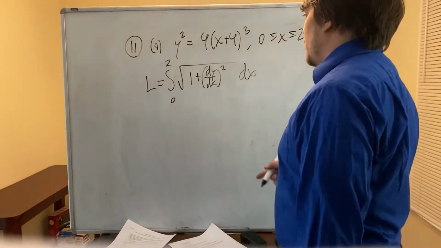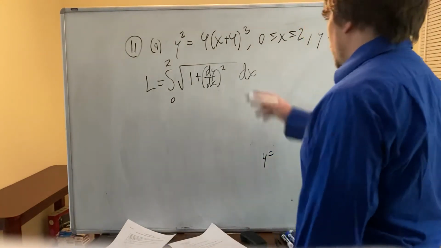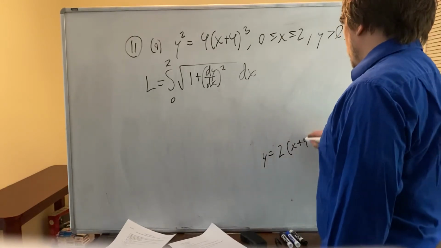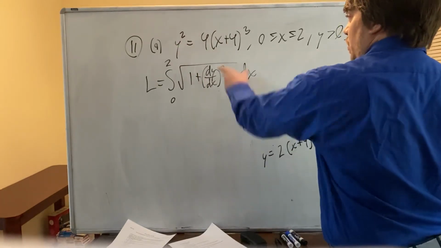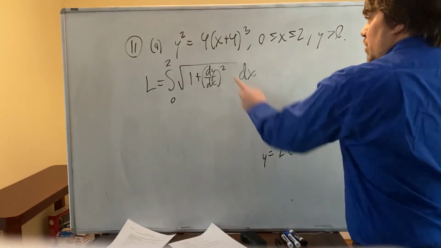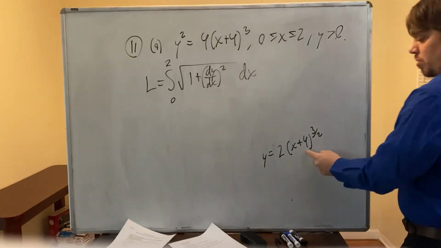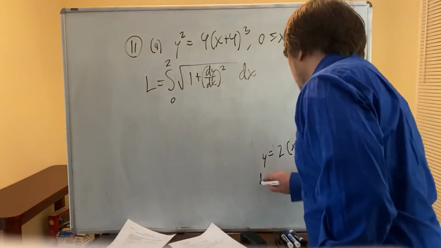If y squared is that, then y is the square root of the right side. So that's 2 times (x plus 4) to the 3/2. We took the square root of y squared, which is y, and the square root of the right side: the square root of 4 is 2, times the square root of (x plus 4) cubed, which is (x plus 4) to the 3/2. That's y.